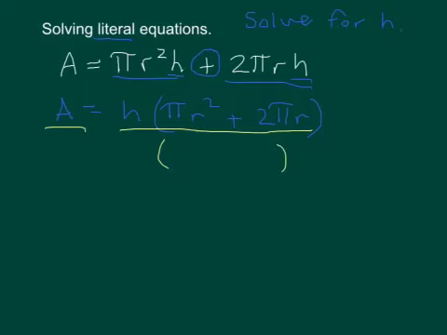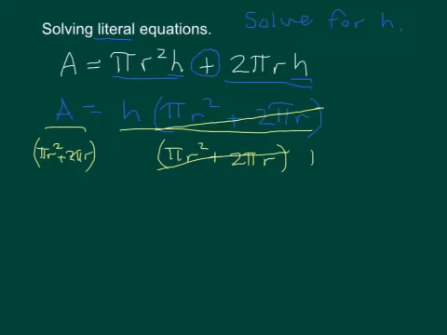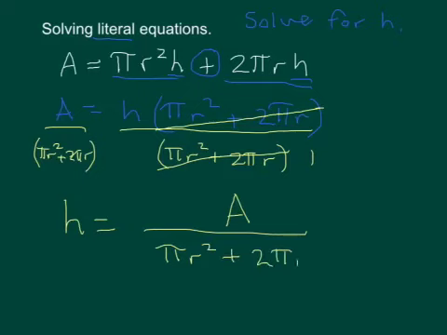Since we're solving for h, and h has been multiplied by that quantity, we simply need to divide both sides by that quantity, pi r squared plus 2 pi r. Difficult to write in that small of space. This is considered an entire factor, so that factor divided by that factor yields 1. So you are left with h equals a divided by that entire quantity, pi r squared plus 2 pi r.